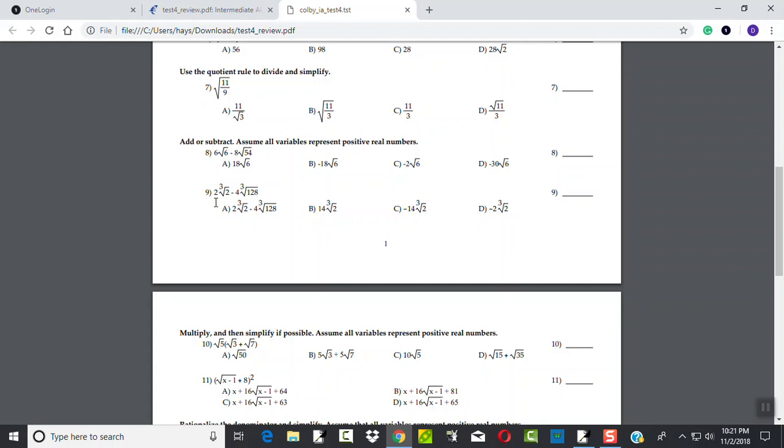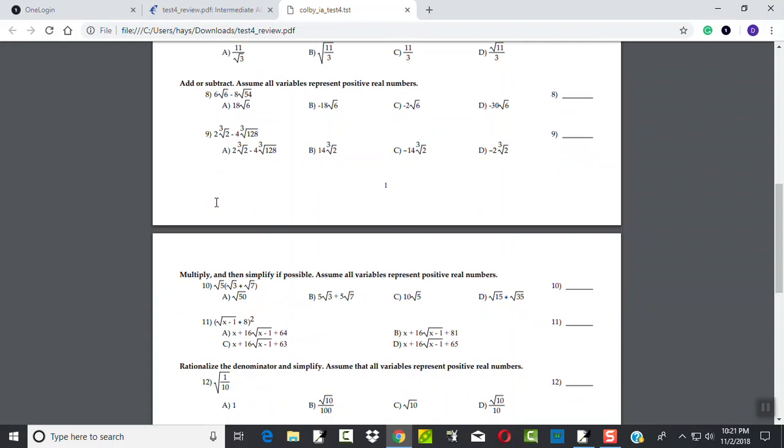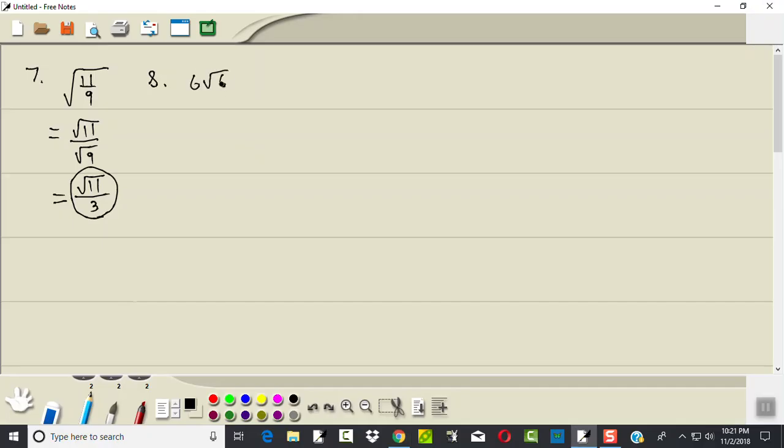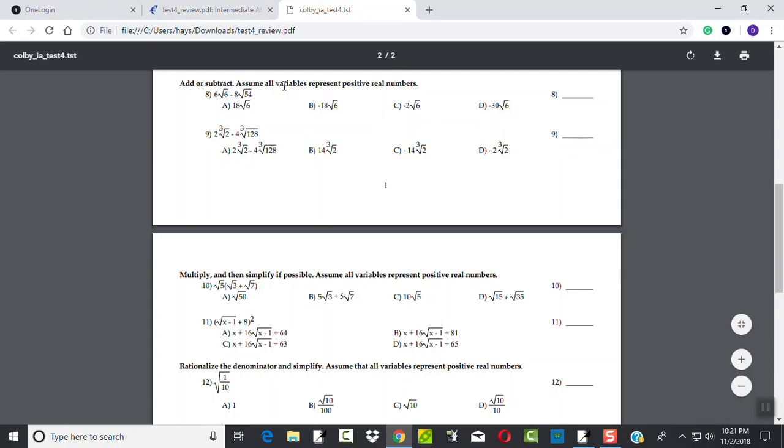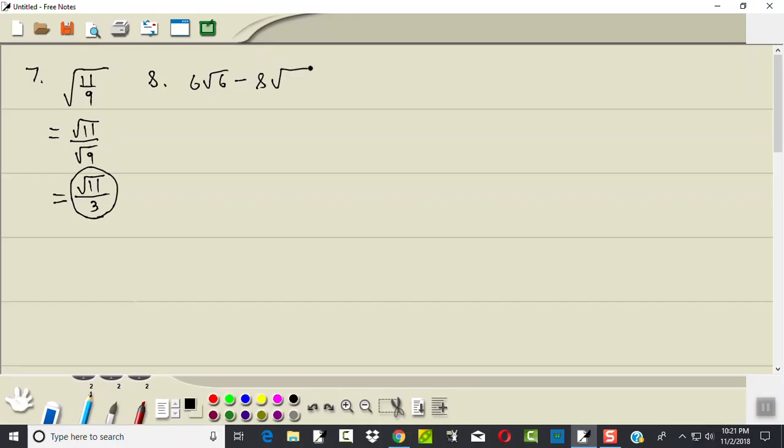Number 8. Add or subtract. So we've got 6 square root of 6 minus 8 square root of 54. Always simplify your radicals before you do anything else. 6 I can't do anything with. That's 2 times 3. 54 though looks like I can do something with. Do my tree breakdown. It's divisible by 2. 2 times 27. 2's prime, so I circle it.